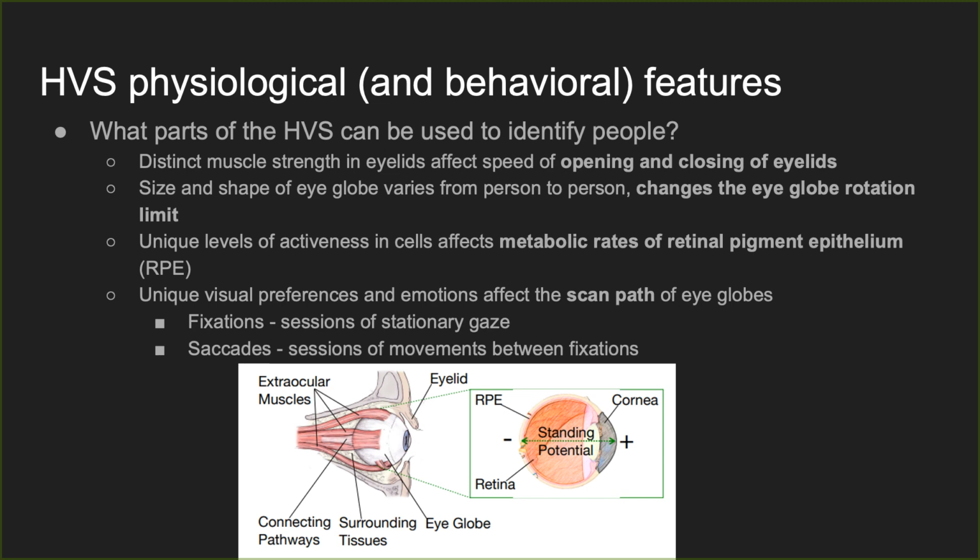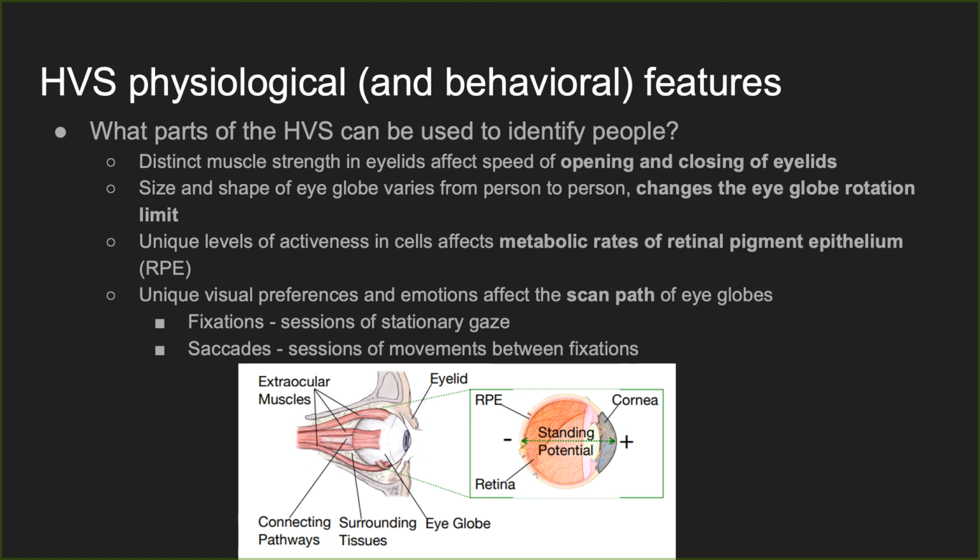Okay, so here are some of the features that they want to focus on. The question is, what parts of the human visual system can be used to identify people? They're looking for characteristics that are unique across populations. Some examples include the opening and closing of eyelids, which shows distinct muscle strength in eyelids that differs from person to person. There are also changes in the eye globe rotation limit, which also varies from person to person.